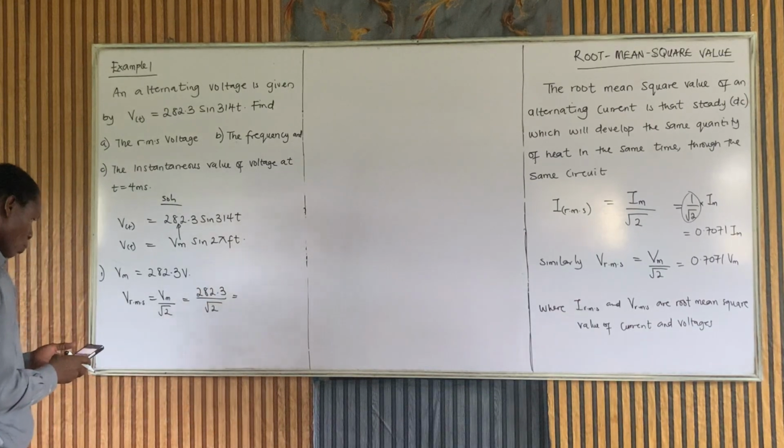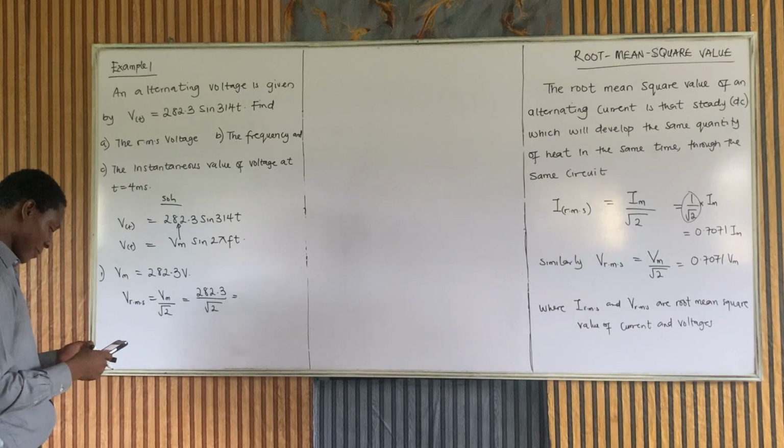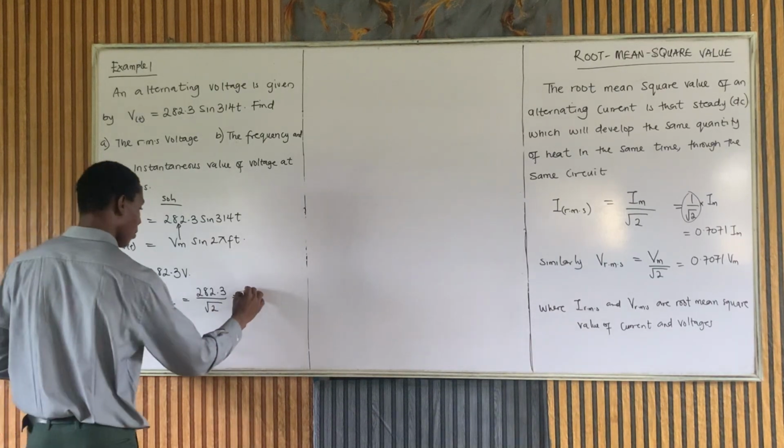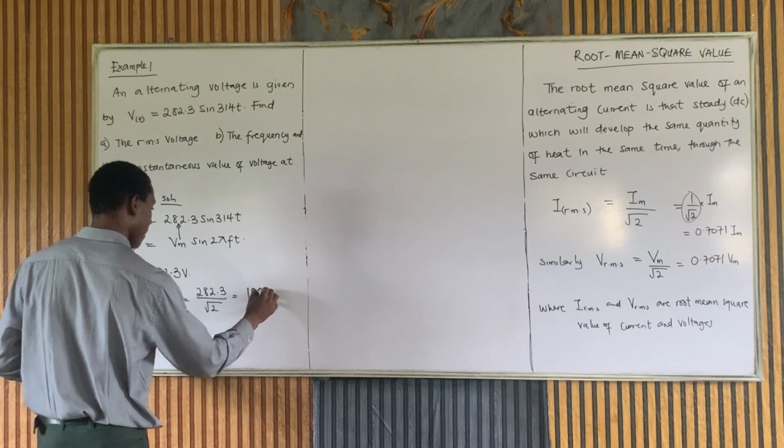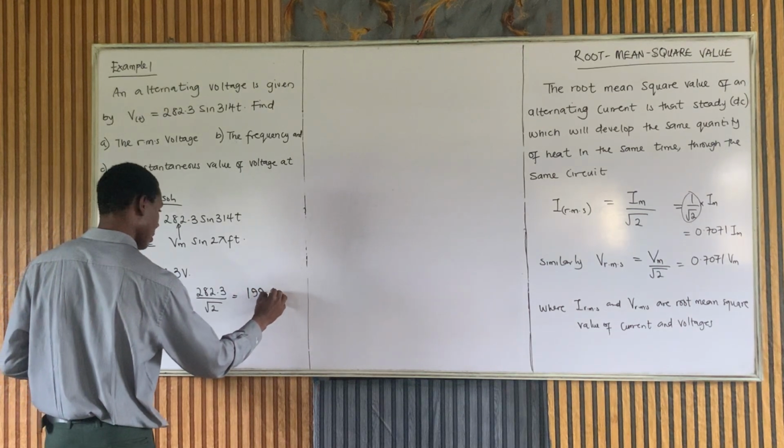So 282.3 divided by root 2. And this is 199.62 volts.